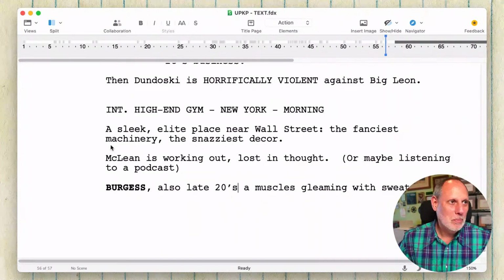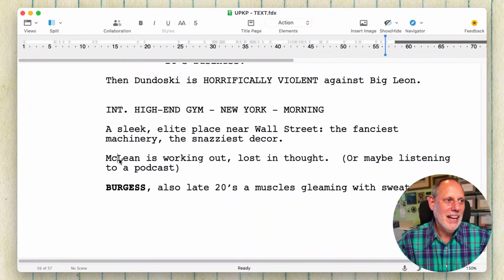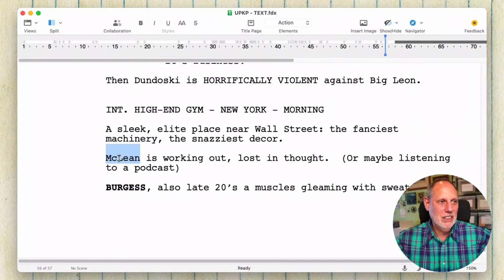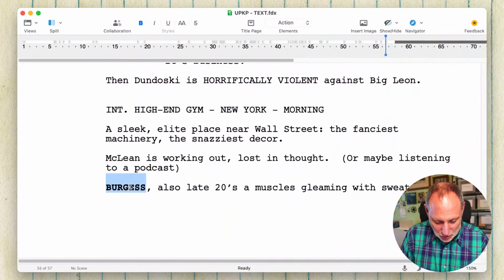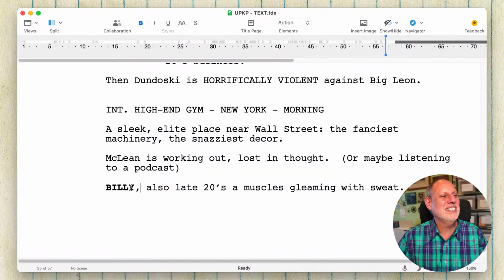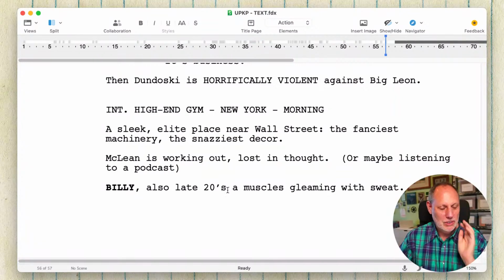But I realized Burgess and McLean were two British spies in the 1930s through 50s, or 60s, I think. They were Russian spies in the British hierarchy, and so I had the name McLean, which I got from Alistair McLean, the action novelist, and then McLean just went to Burgess. So I'm going to change that to Billy. Okay, so Billy, also late 20s.